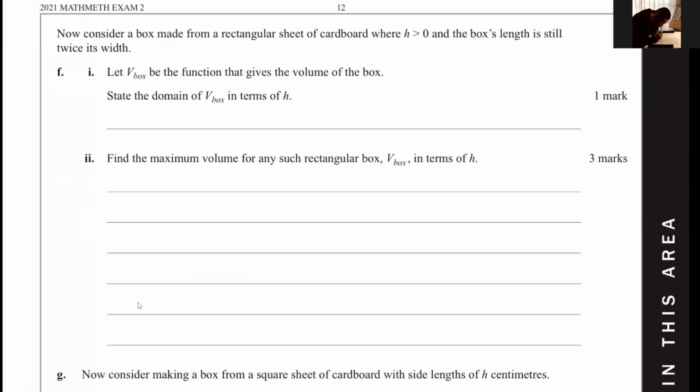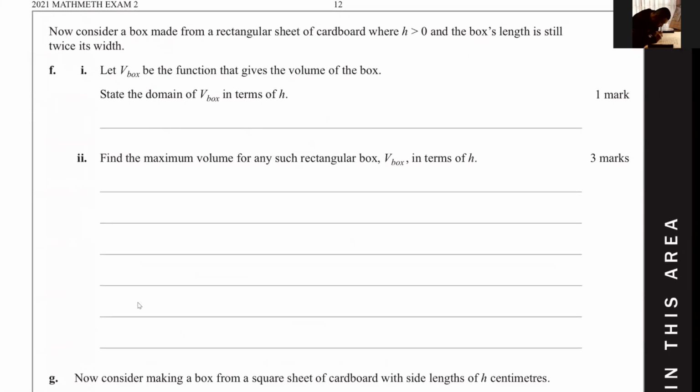Now consider a box made from a rectangular sheet of cardboard where h is greater than 0. So we no longer deal with a specific number. We are using V2(x) equals x times h minus 2x times 2h minus 2x. Or you can say 2x times h minus 2x times h minus x.